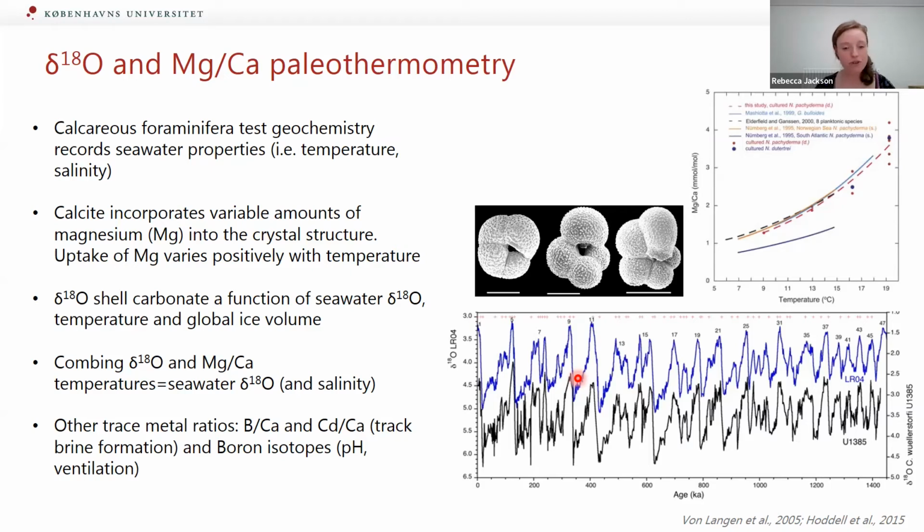And there's a number of other trace metal ratios that are being used now. For example, barium-calcium and cadmium-calcium track brine formation and formation of deeper water masses. I might come back to this later on. And also boron isotopes have been used as a proxy for pH and ventilation of bottom waters as well.